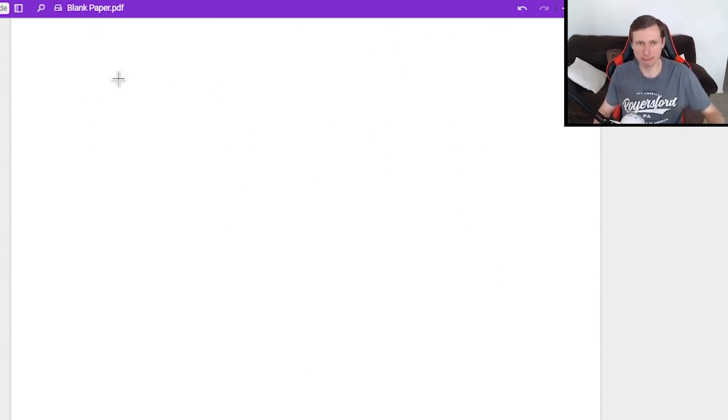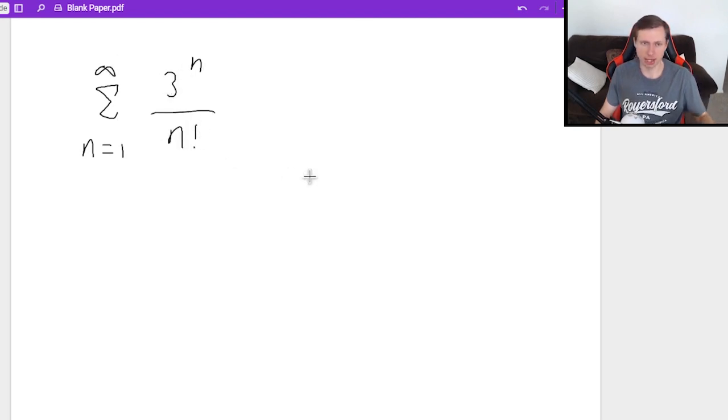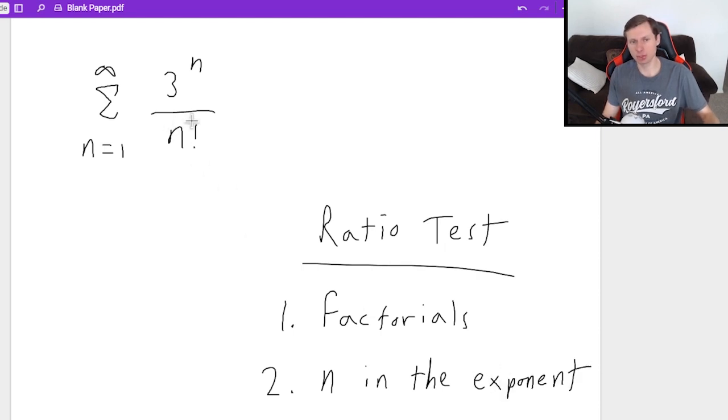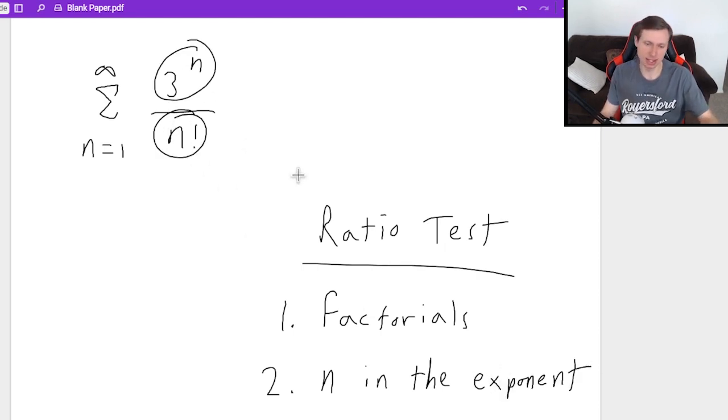Let's say I have the series from n equals 1 to infinity of 3 to the nth power divided by n factorial. So this is a great time to use the ratio test. And the reason why is because the ratio test works great for two scenarios. One, it works great for factorials, which is the exclamation point, and two, it works great when n is in the exponent. Now in this example, we have both of those. We have n factorial and an n in the exponent. So the ratio test is going to work great for us.